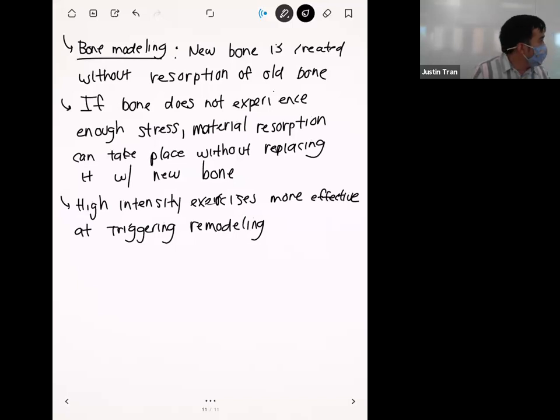Because for most people, just the act of bearing your own weight is something that's important for bone health.